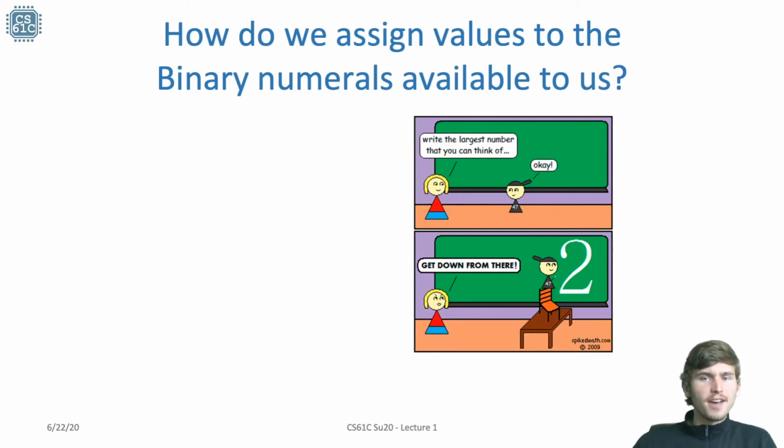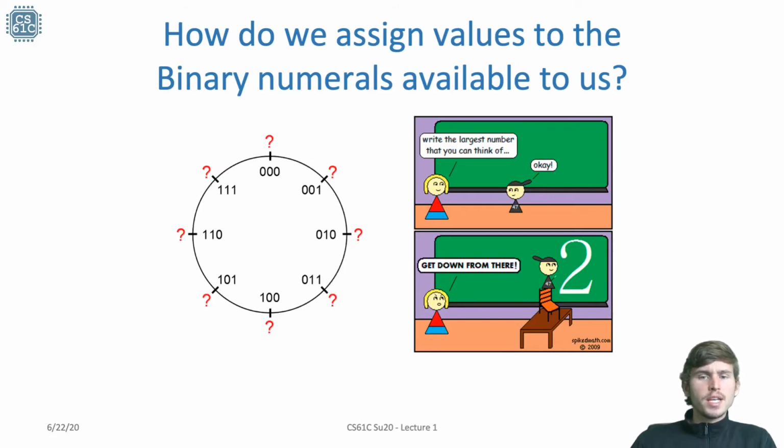But how do we assign values to the binary numbers available to us? For example, if there are 3 bits, then we have 8 different bit patterns to define. And with those 8 patterns, we can define those values literally however we want. For example, let's look at this circle here of the different values that we have with just 3 digits.